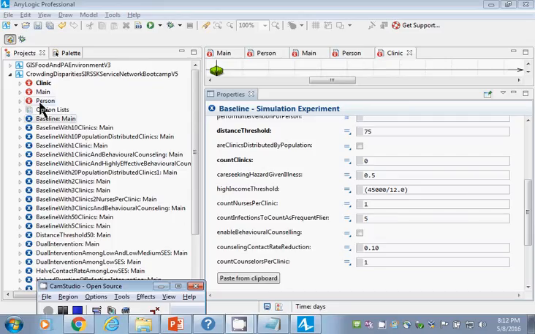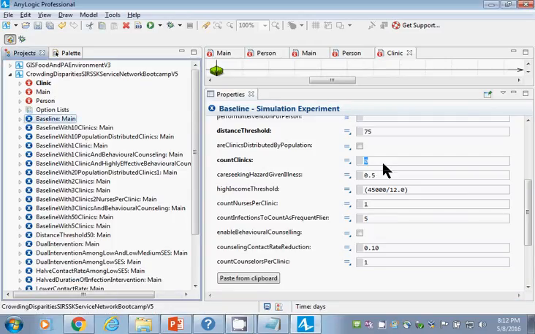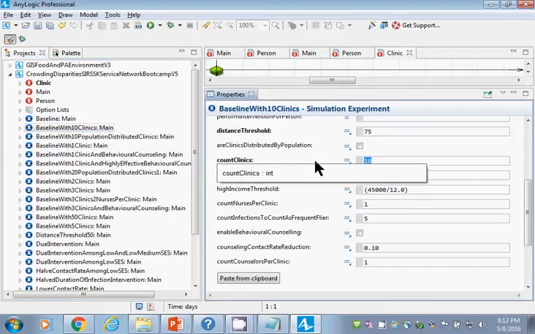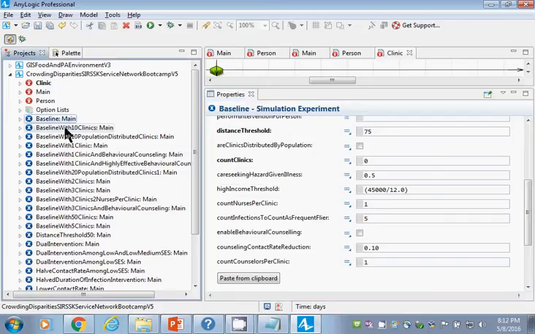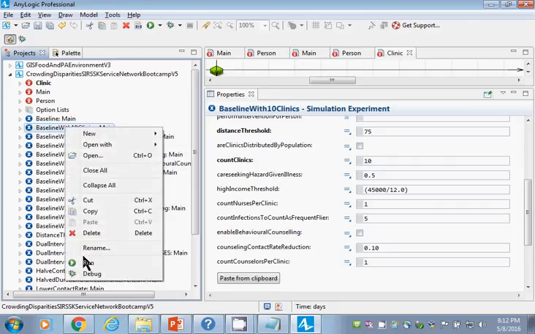Ladies and gentlemen, if we go to baseline and we scroll down, we'll see count clinics is 0. Let's go to baseline with 10 clinics. Okay, now we'll see 10 clinics there. So here we see these different experiments have different assumptions about the number of clinics. So having run the baseline, let's go run it with 10 clinics.